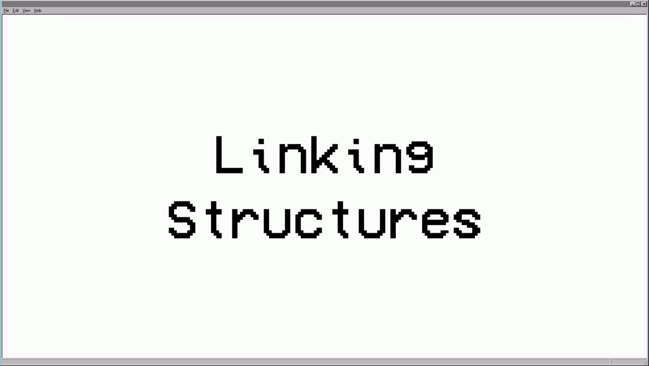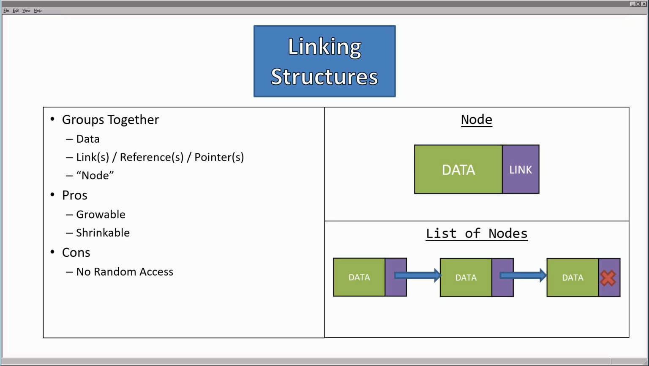Today, we're going to continue to go over linking structures. In a previous lecture, we started going over linking structures. One of the main concepts of this is we're grouping together data with a link, and this structure is called a node. Linking structures address the problems that we're having with arrays. Linking structures allow growable and shrinkable data structures. However, we do sacrifice random access in order to achieve this.